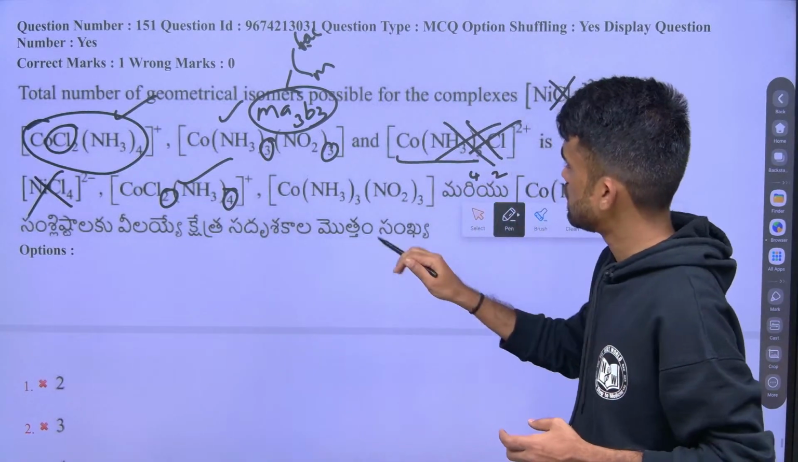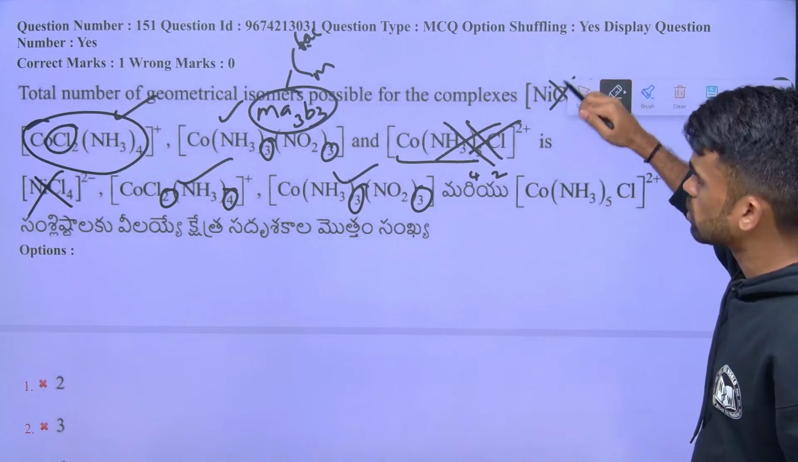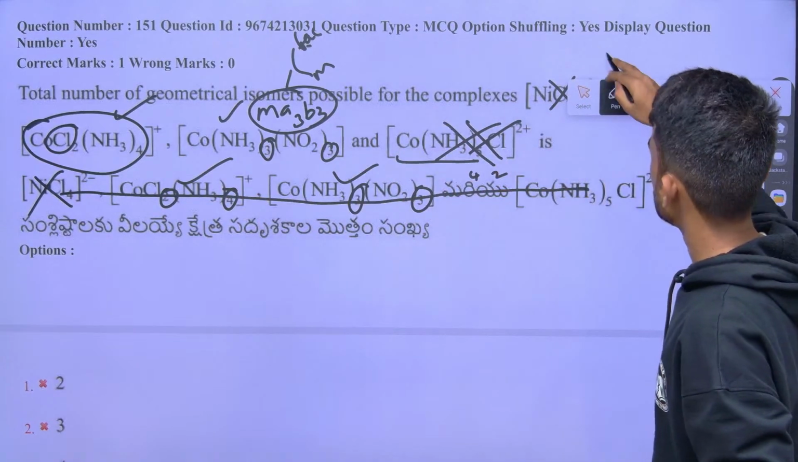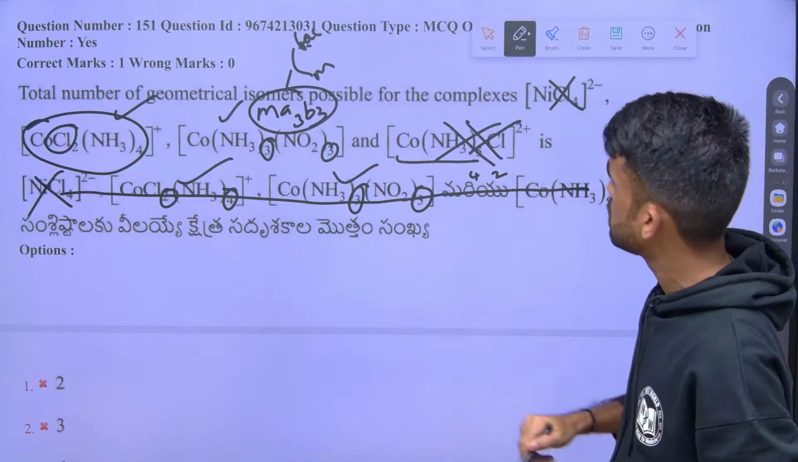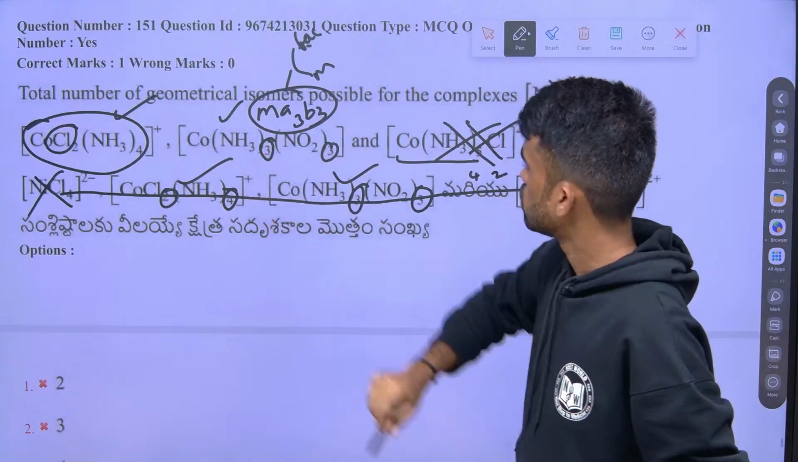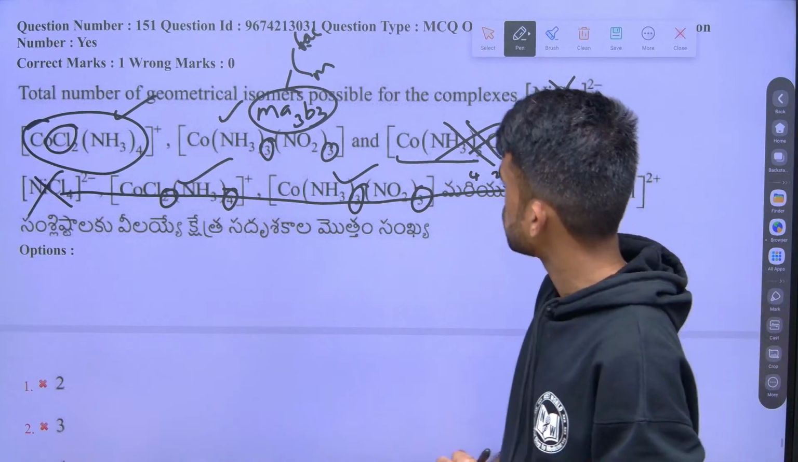Next, here we have Ma3B3. Yes, this can also show, and here you can see. Okay, fine. This is in the Telugu question, I think. That's it. So now, what are the options showing geometrical isomerism? So this one, only 1, 2. So 2 compounds only showing geometrical isomerism, or what?